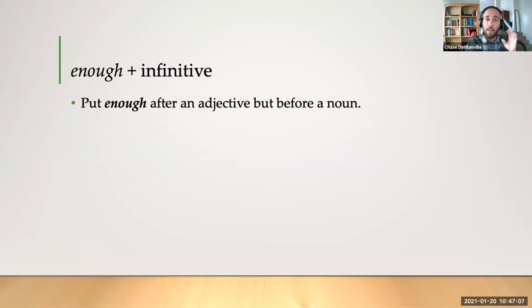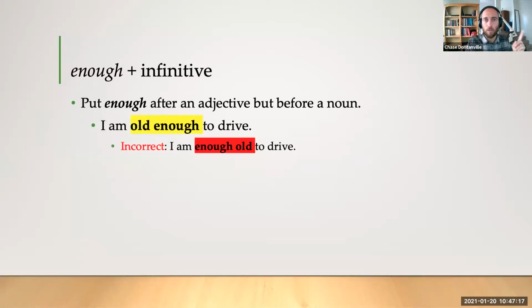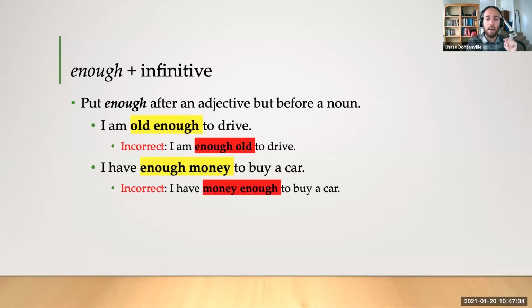As I said, enough comes after an adjective, but before a noun. So, I am old enough to drive. Not, I am enough old to drive. Old is an adjective, so old comes before enough: old enough. I have enough money to buy a car. Good, because money is a noun, so enough goes before a noun. But it's incorrect to say, I have money enough to buy a car. No, because only adjectives or adverbs come before enough, not nouns.